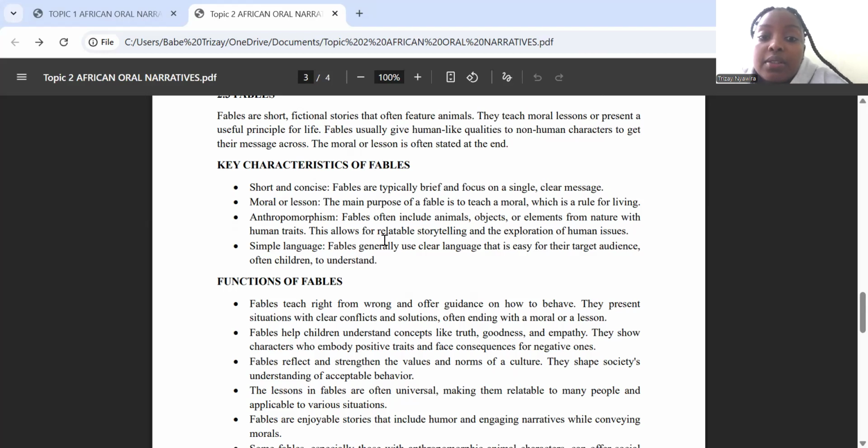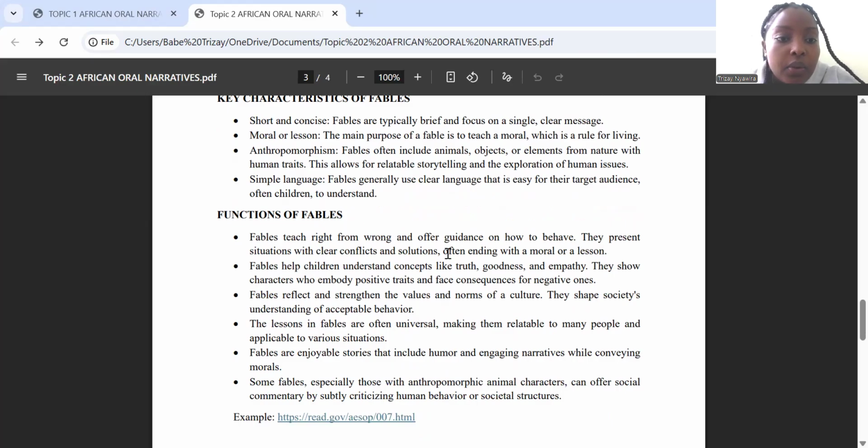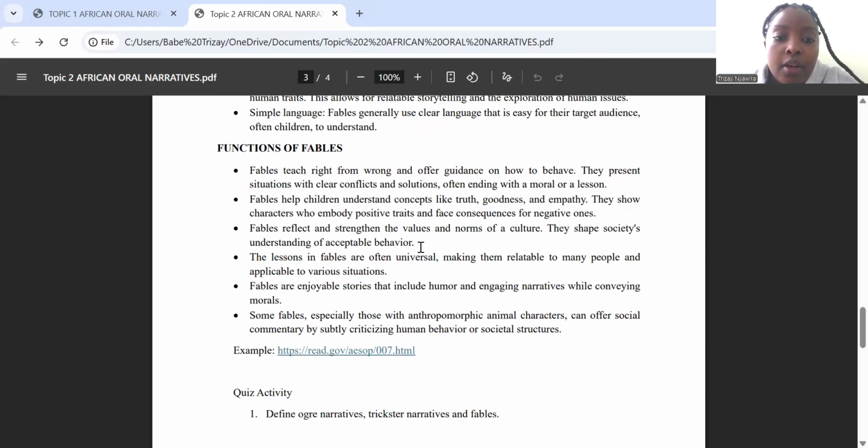Use of simple language. Fables generally use clear language that is easy for their target audience, often children, to understand. So the functions of fables: fables teach right from wrong and offer guidance on how to behave. Fables help children understand concepts like truth, goodness, and empathy. They show characters who embody positive traits and face consequences for negative ones. Fables reflect and strengthen the values and norms of a culture. They shape society's understanding of acceptable behavior.